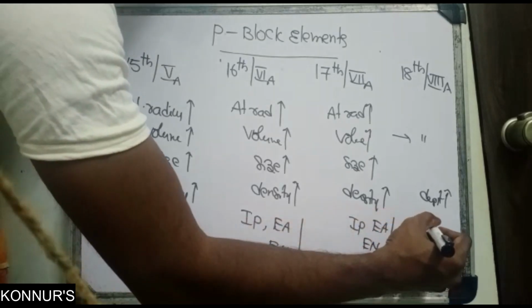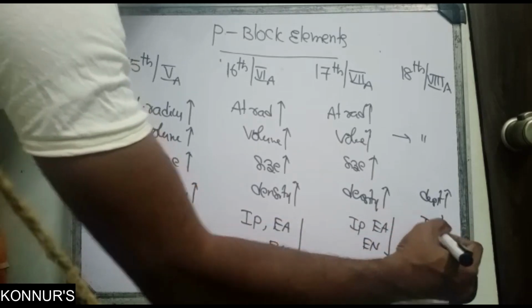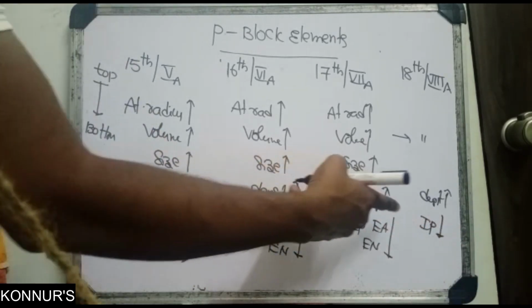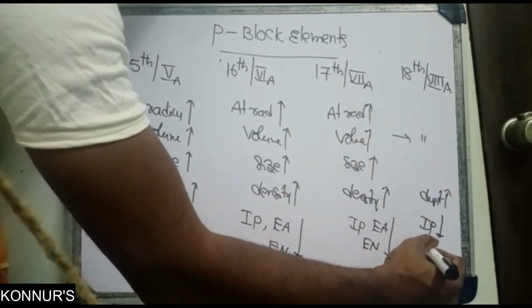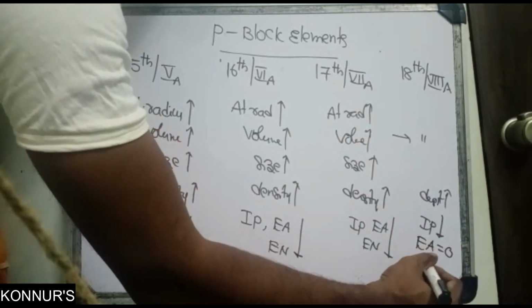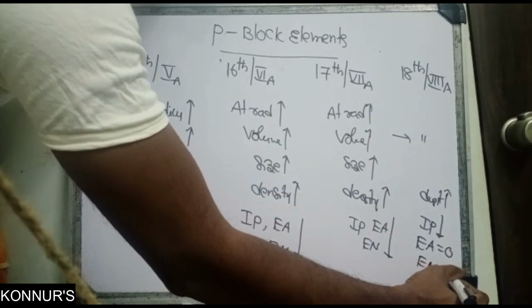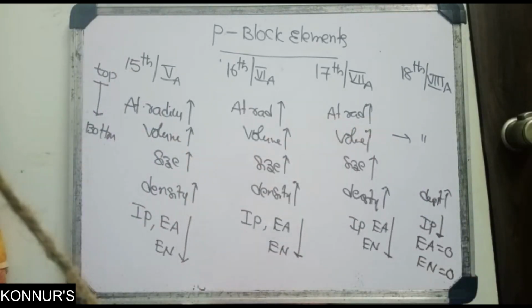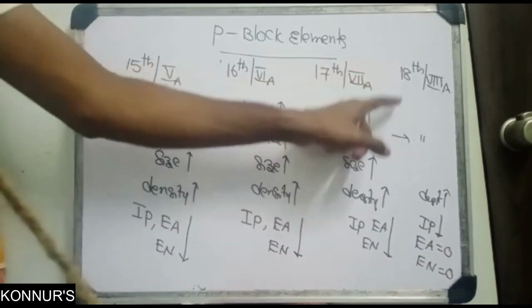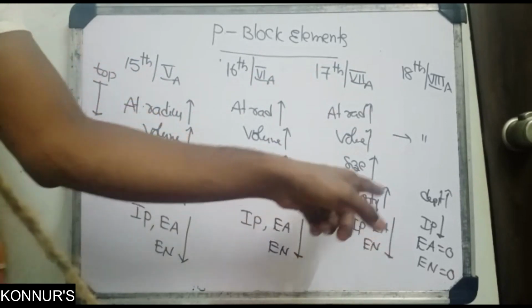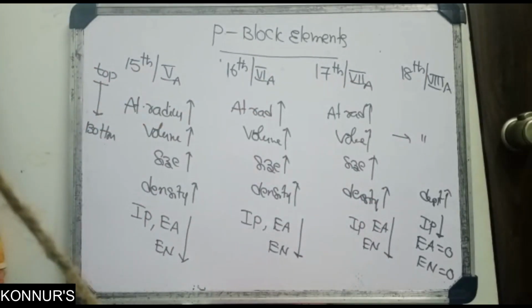So here IP value top to bottom decreases. So left to right, the highest IP value. So electron affinity is 0. Electronegativity is also 0. So that's why many properties of the 18th group go to 0. So that's why these are also called zero group elements.